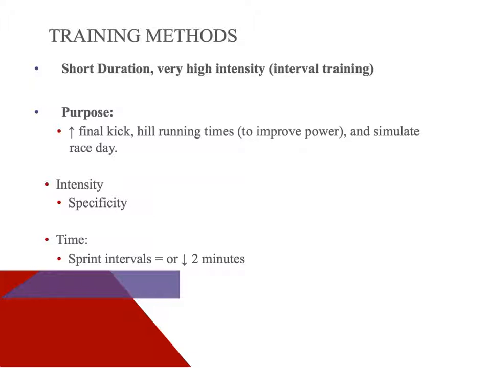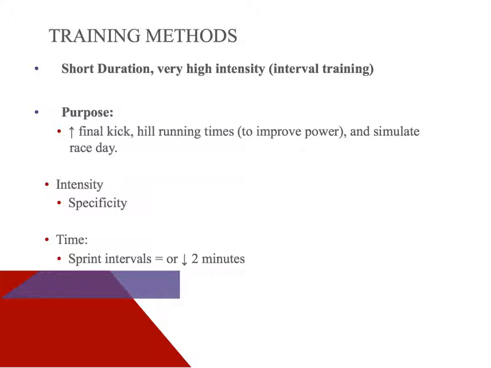Short duration, very high intensity, or interval training would be to improve specific areas of a race. So improving that final kick or improving hill running time, so we want to improve our power or simulate a specific race day. So we want to be very specific. This one kind of blends with the last method mentioned, depending on what we're looking for in our racing goals.